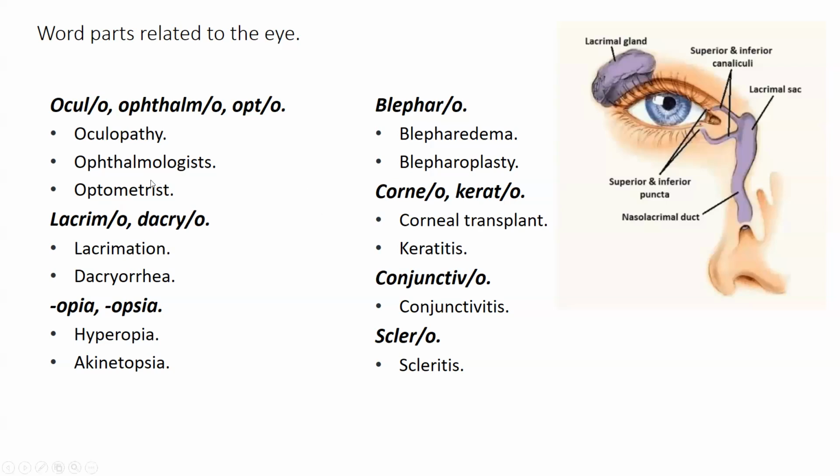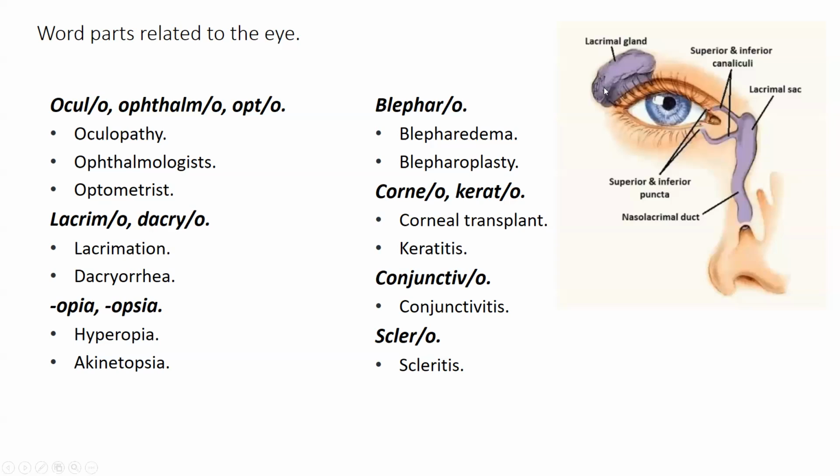So if they notice something wrong with your eye, if they can diagnose something wrong with the eye that they can't handle, they need to refer it to an ophthalmologist. Lacrimo and dacryo refer to tears, and that's this image I included up in the upper right hand here.